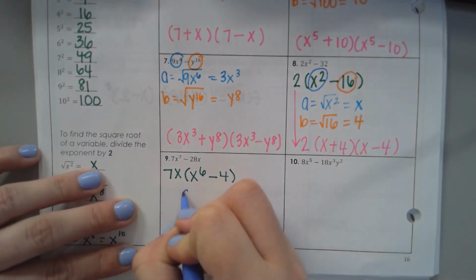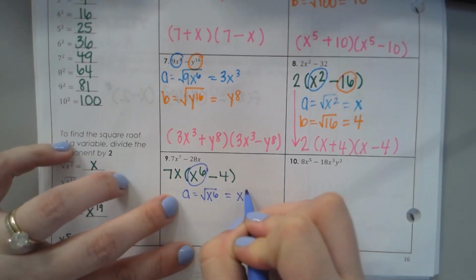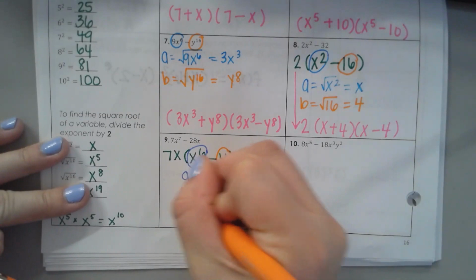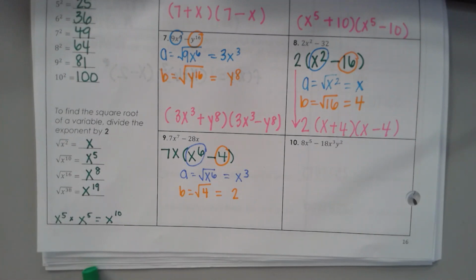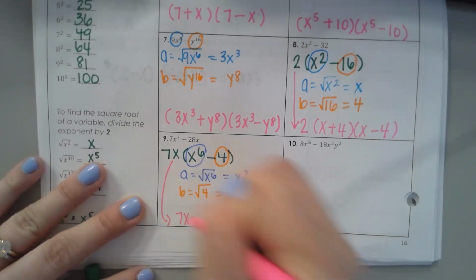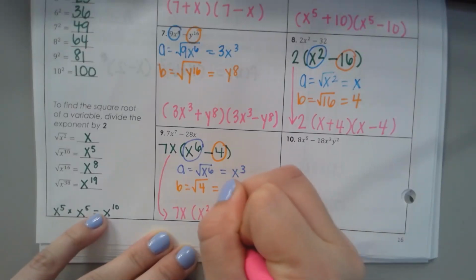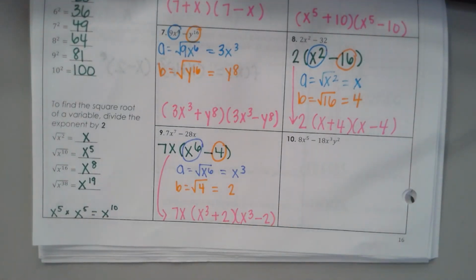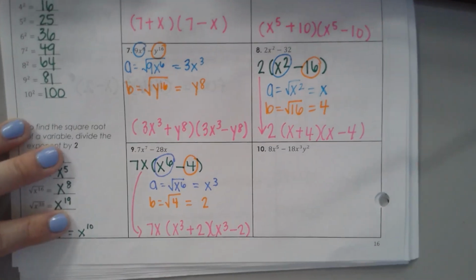So my A is coming from this x to the 6th. When I take the square root of that, I get x cubed. And then my B is the square root of 4, which is 2. So then in your final answer, you have to include the GCF that we found, which was 7x. And then x cubed plus 2, x cubed minus 2. Any questions on that?